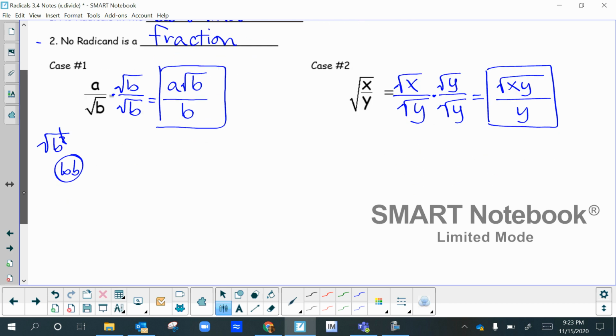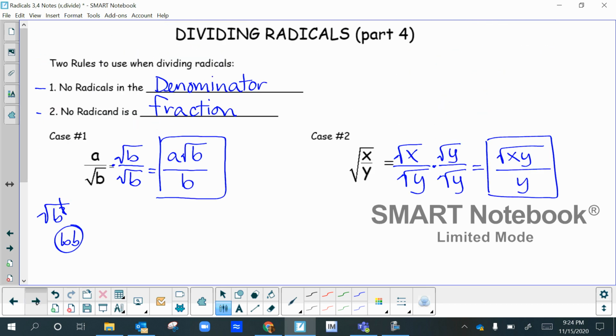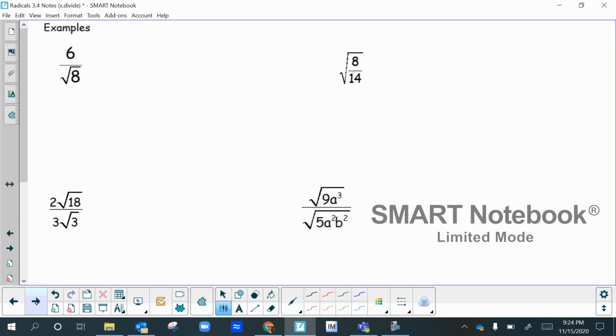Okay, so let's try some examples like that with numbers and variables. Over here I have 6 and then I have a radical 8 on the bottom. So I have to get rid of that. So what am I going to do? I'm going to multiply by the number 1, but the way I'm going to write number 1 is like this, radical 8 over radical 8. So now let's multiply straight across. I get 6 radical 8 on the top, and I get just 8 on the bottom, because remember, radical 8 times radical 8 is radical 64, but then what's the square root of 64?